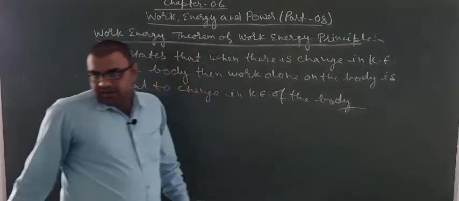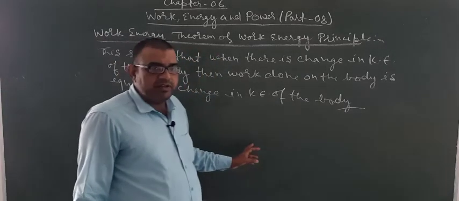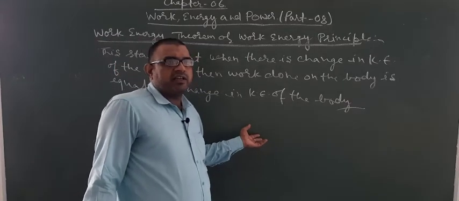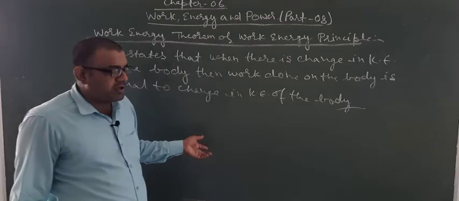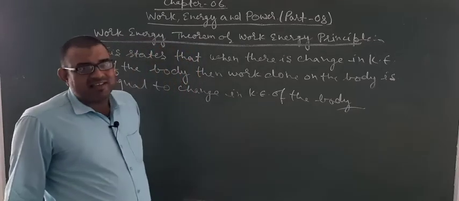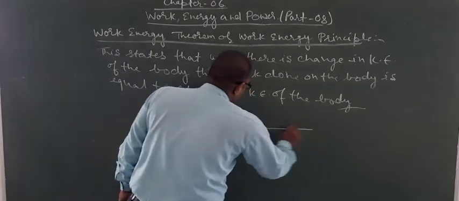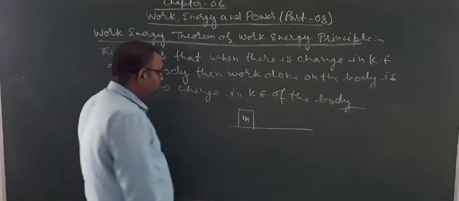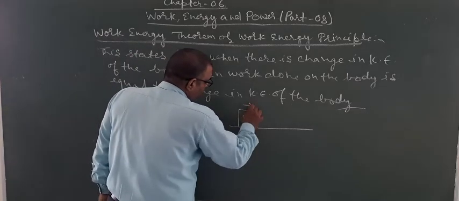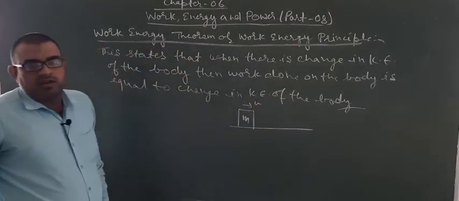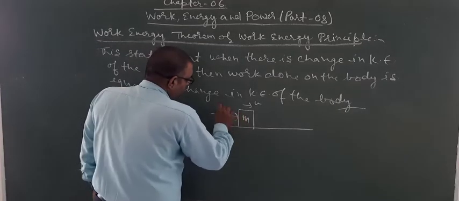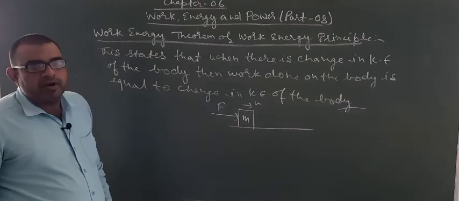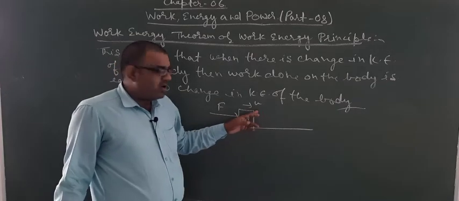I want to explain it with a diagram, and after that we will discuss the work energy theorem for constant force and variable force also. Then let us understand. Suppose there is a block of mass m, which is moving with initial velocity u. And a force is applied.